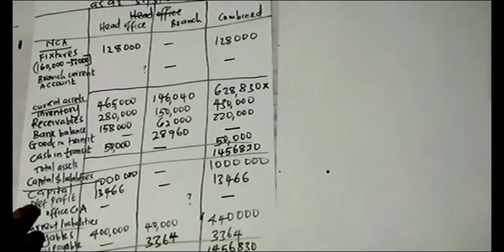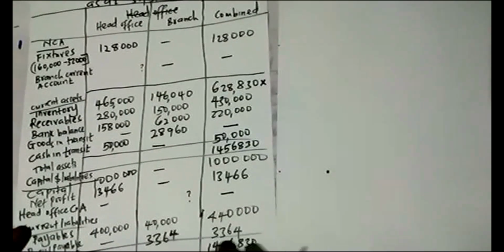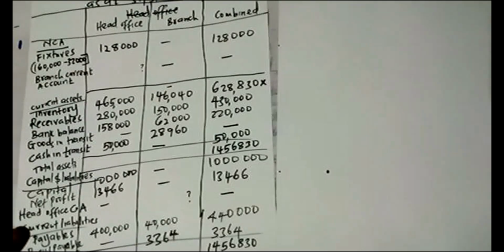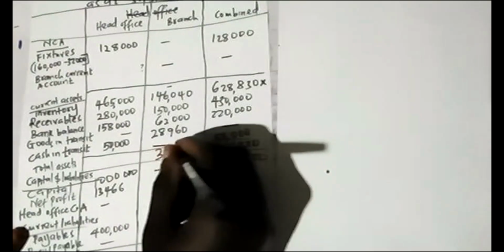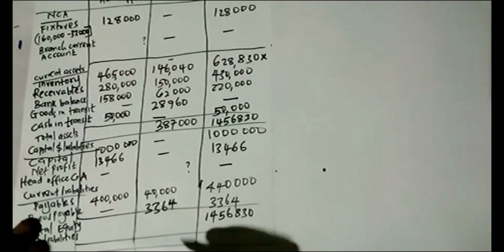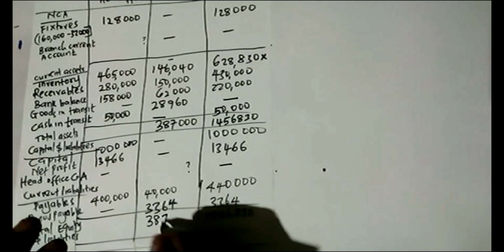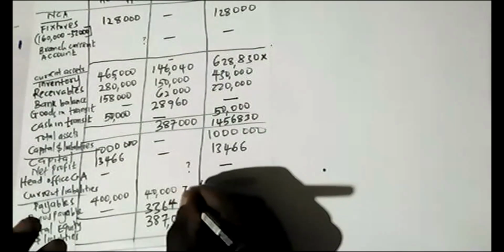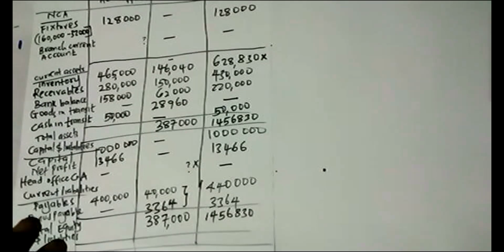Then what about the branch column? For this one, I can get total assets. So there's nothing here. Adding 146,040, 150,000, 62,000, 28,960, I'm getting 387,000. Remember that assets and liabilities are supposed to be equal. So this is the one which is supposed to be down here. If I take this minus the 2, remember I will get this. So I take 387,000 minus 40,000 minus 3,364.